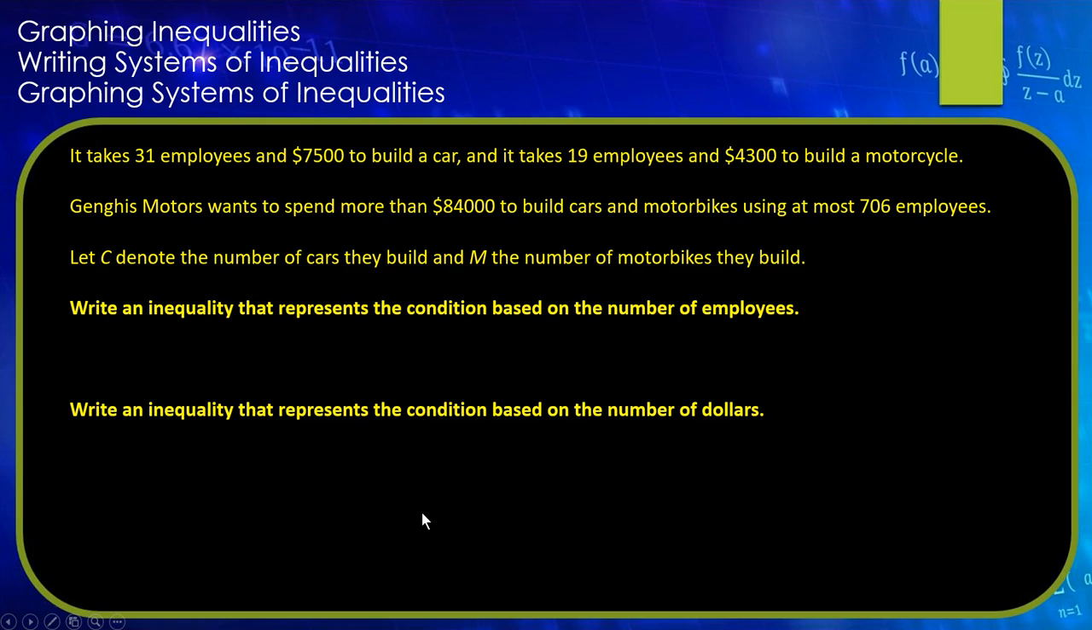It takes 31 employees and $7,500 to build a car, and it takes 19 employees and $4,300 to build a motorcycle. Genji's Motors, I hope I'm saying that right, wants to spend more than $84,000 to build cars and motorbikes using at most 706 employees. Let C denote the number of cars they build, and M the number of motorbikes they build. Write an inequality that represents the condition based on the number of employees, and write an inequality that represents the condition based on the number of dollars. So take a moment to answer the questions you'll be given in this, play pause it, and then we'll continue.